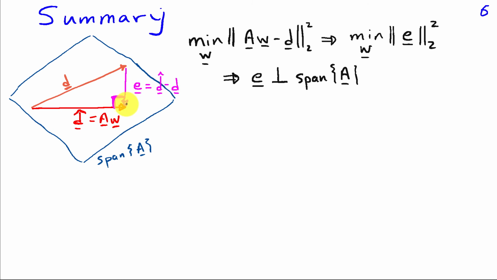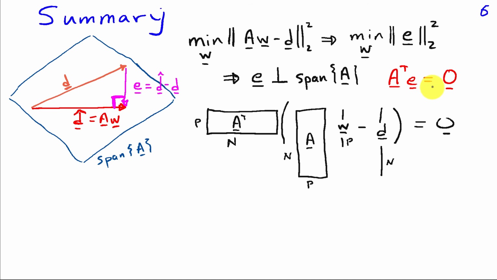And the smallest error is going to happen when we have orthogonality between the error and the span of A. So we use this orthogonality principle that E has to be orthogonal to the span of the columns of A. In other words, A transpose E has to be equal to 0. And we can write that out in a graphical form. So here I have A transpose, and that's a P by N matrix. And then E is AW minus D, and A is N by P, times W, which is P by 1, minus D, which is N by 1, equals 0.